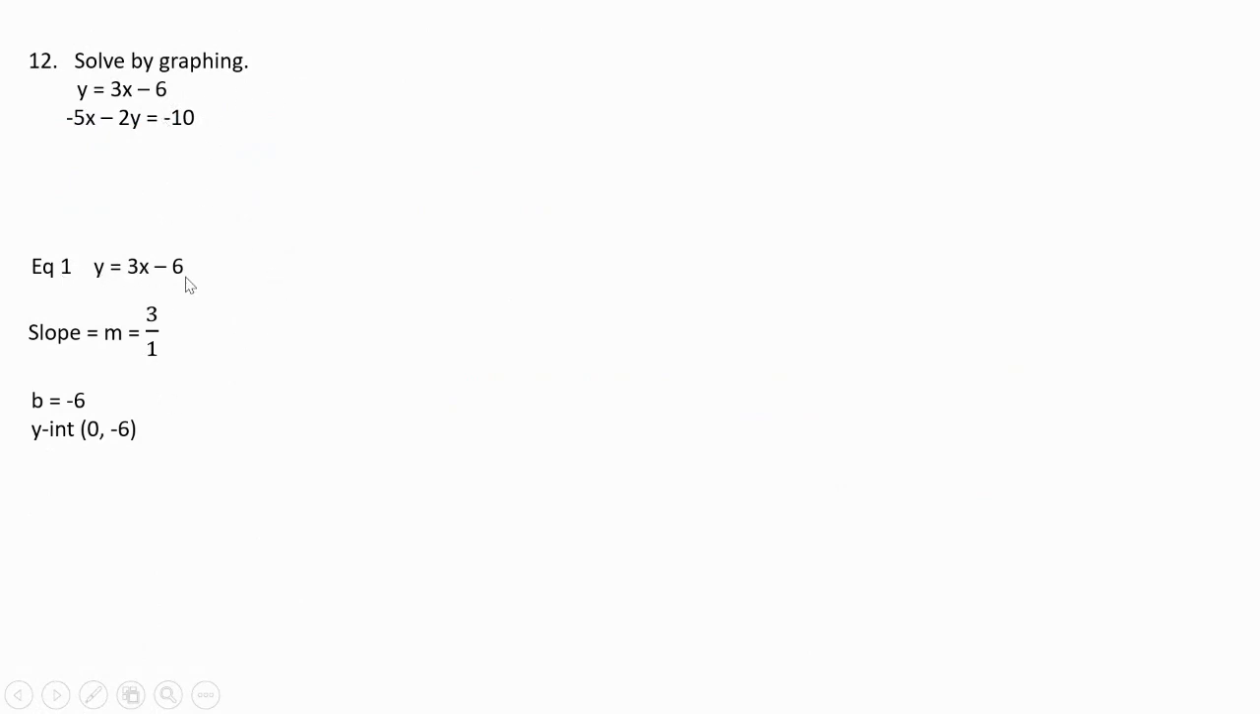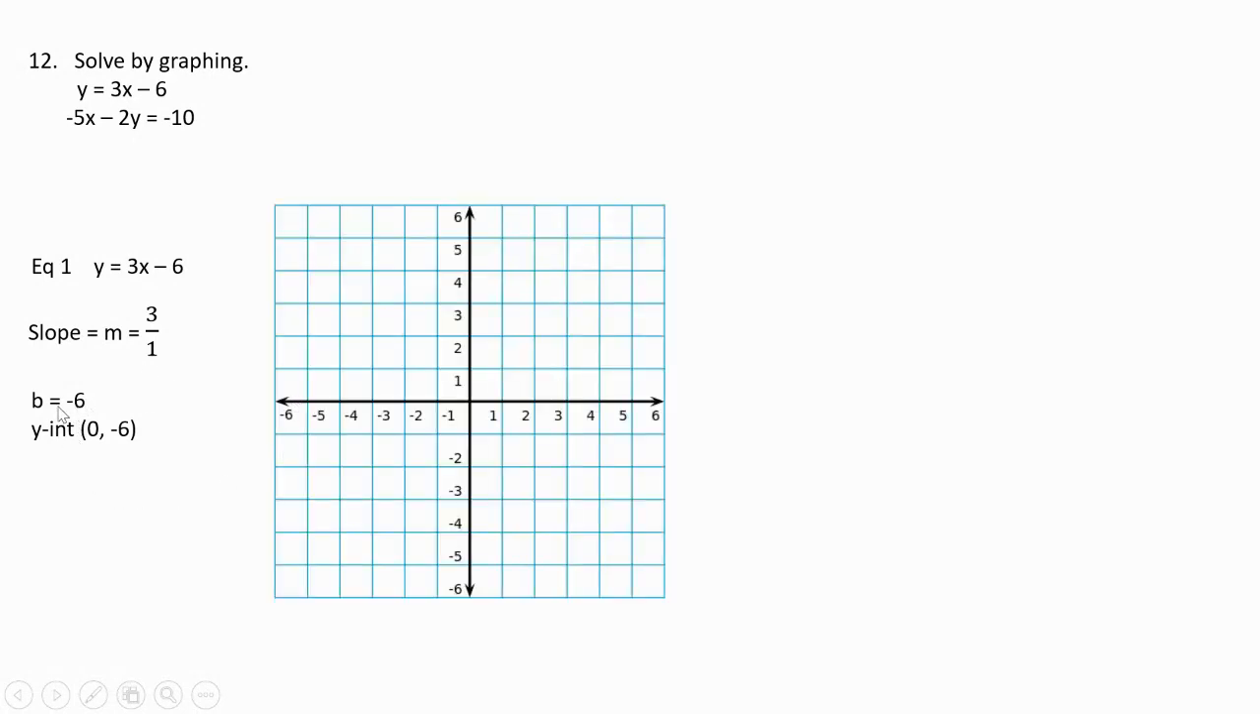So here, guys, equation 1, y equals 3x minus 6, right? I need to find my slope and my y-intercept. So here, this is my slope, 3 over 1, and this is my b, which is the y-intercept. The y-intercept is always the starting point. So I'm going to start at 0, -6, which is right about there.